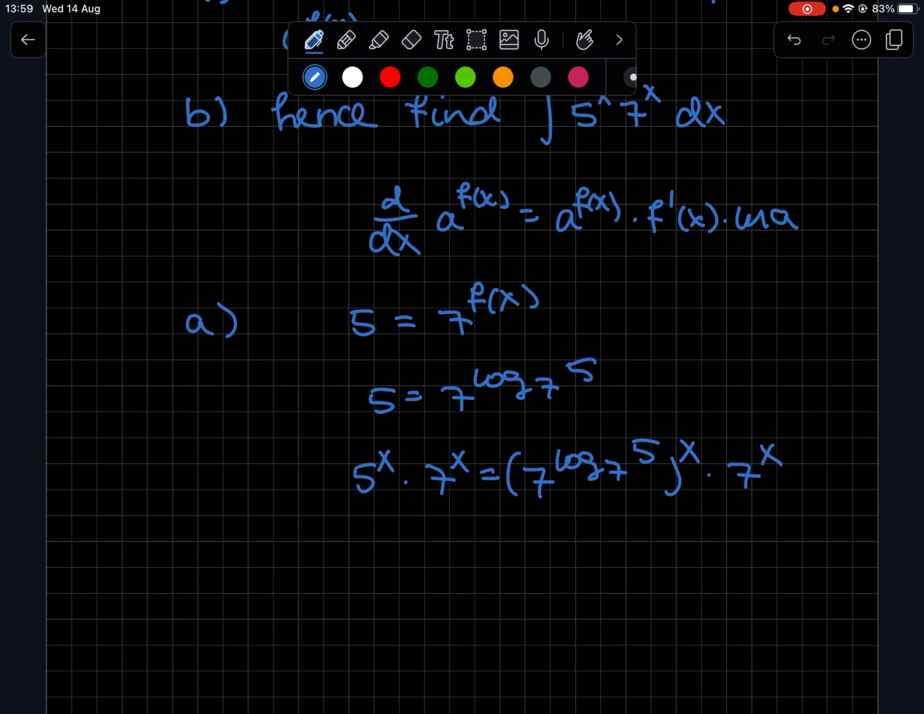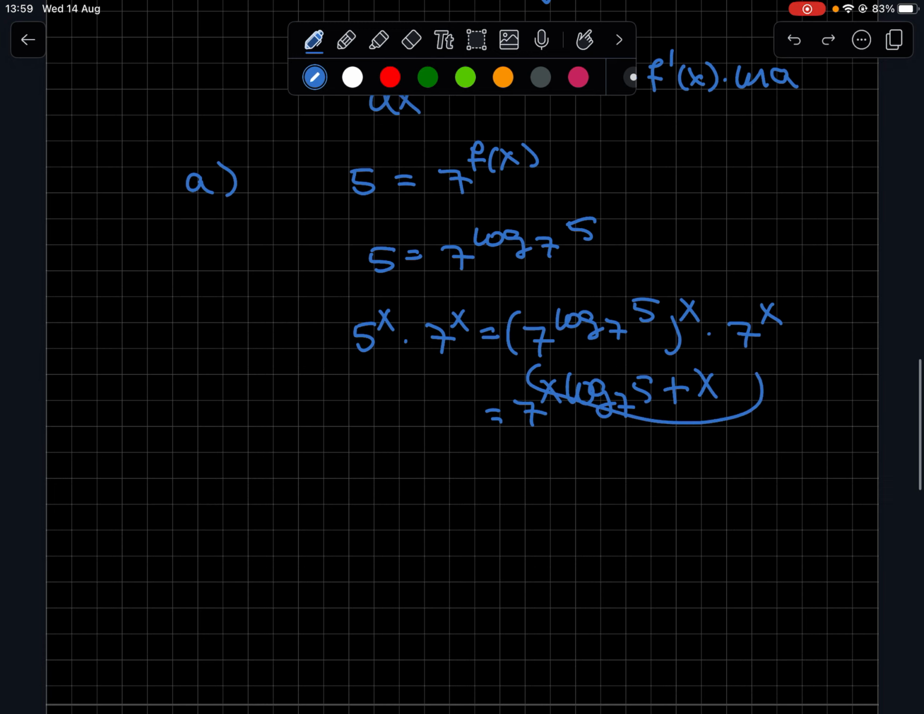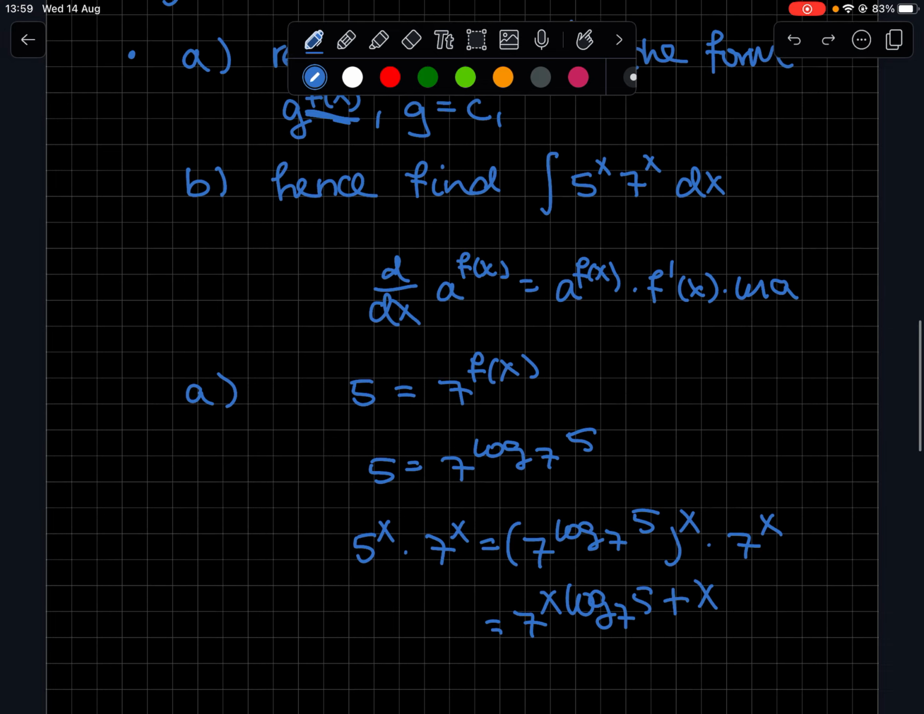And what we can do now is just use exponent laws. This is just 7 to the power of x times log base 7 of 5 plus x. Okay? And that's it. We've managed to rewrite 5 to the power of x times 7 to the power of x as 7, a constant, to some function. In this case our function is x times log base 7 of 5 plus x. Okay?